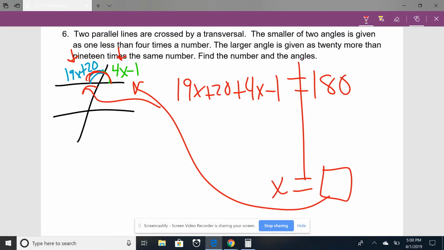All right. So, again, with these problems, you're seeing if they're congruent or if they're supplementary. If they're congruent, you set them equal to each other, solve for x, plug them back into each angle. If they are supplementary, you add them together to equal 180, solve for x, plug them back in.